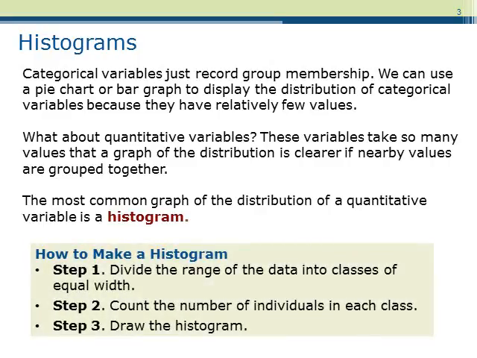To construct a histogram, we will go through the following steps. First, divide the range of the data into classes of equal width. There is no hard and fast rule for choosing the width, as the choice will vary with the context. Next, count the number of individuals in each class. This will determine the height of our rectangles. Finally, draw the histogram, being sure to label the x and y axis.